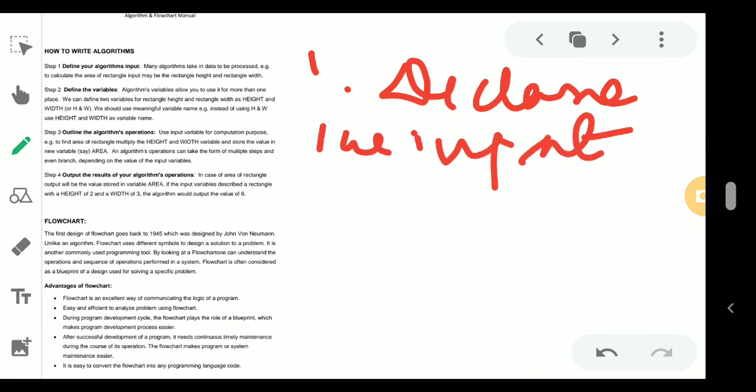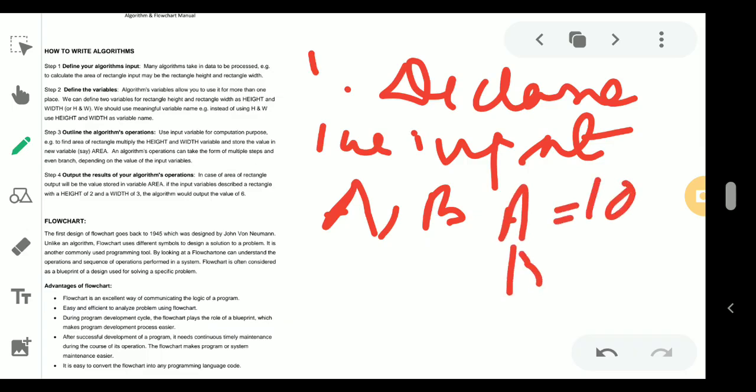Suppose I want to add two numbers. So what about the input? Maybe two variable values I have to give. Suppose one variable is A and another variable is B, and what value each will possess, maybe A equals 10, B equals 20. So this kind of declaration and definition of an input variable we have to give. Now coming to the next step, define the variables.